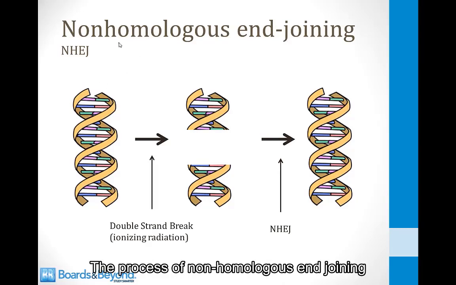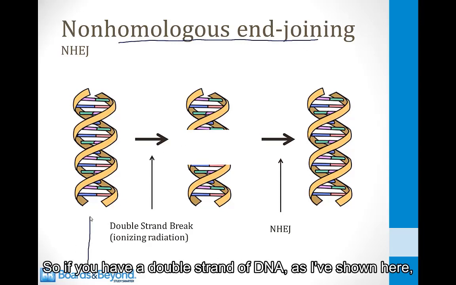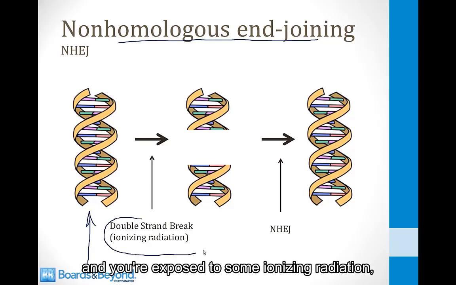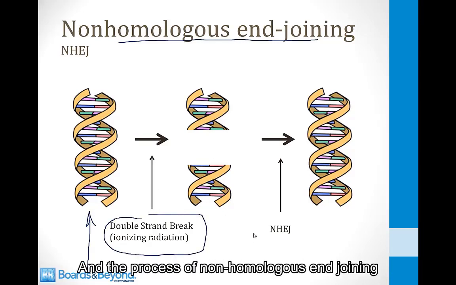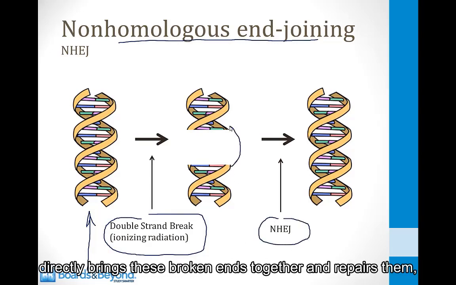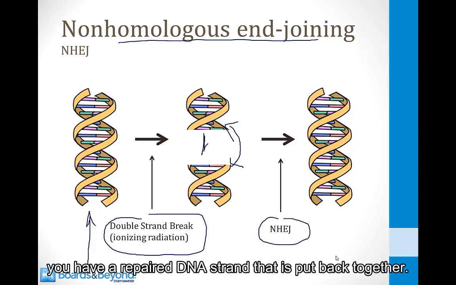The process of non-homologous end joining is a process by which double-stranded DNA breaks are repaired. So if you have a double strand of DNA, as I've shown here, and you're exposed to some ionizing radiation, then you can have a break in your double-stranded DNA like this. And the process of non-homologous end joining directly brings these broken ends together and repairs them. As a result, it splices out some of the nuclear material in the middle, but at the end you have a repaired DNA strand that is put back together.